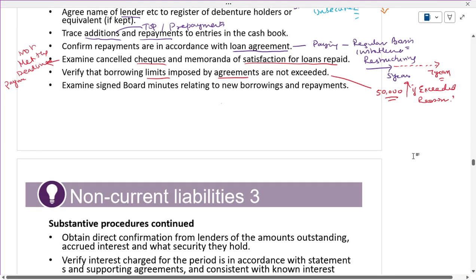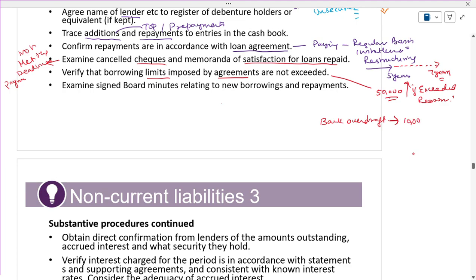If you ask me in simple terms, the client will have a bank overdraft facility. They say that you can borrow 10,000. Sometimes they need more and borrow 15,000. They will charge a rate of interest, that's a different thing. But what is the reason that on some particular occasion we have borrowed more? That is why we are talking about verifying the borrowing limits.